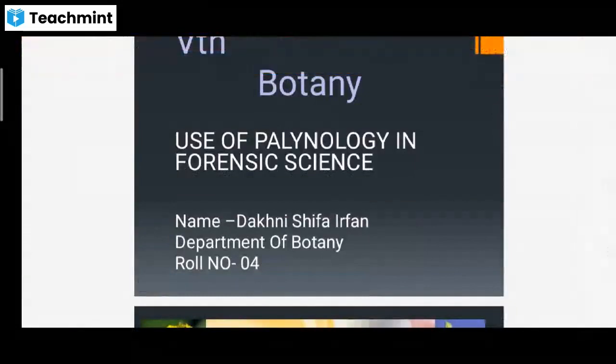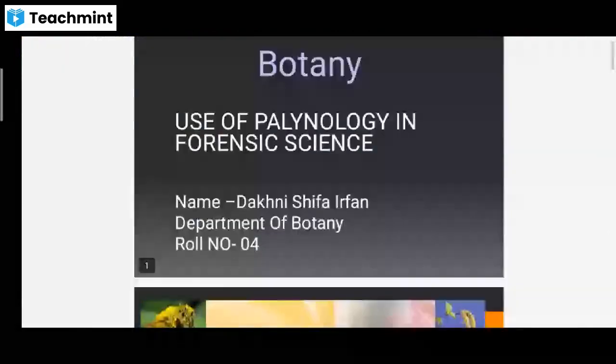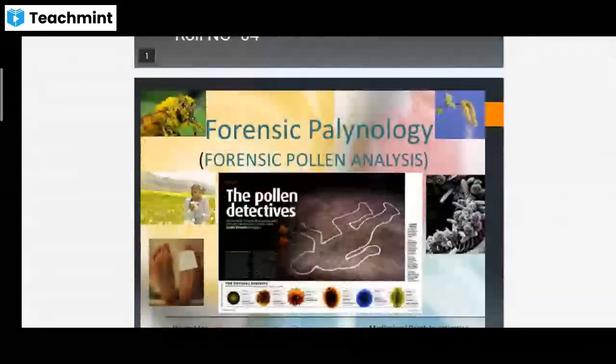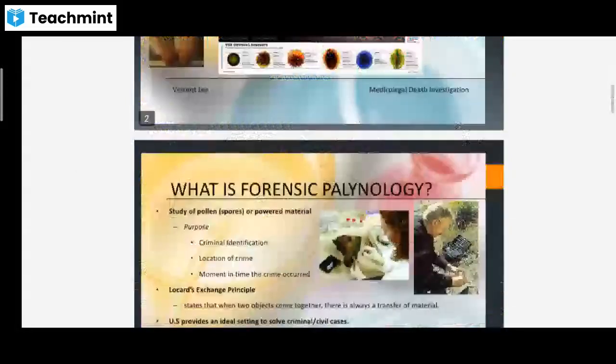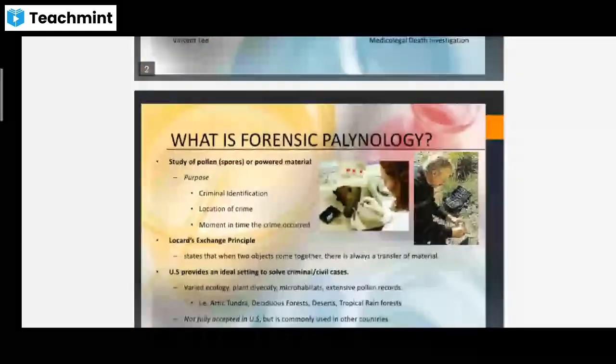Good afternoon, everyone. My name is Zakni Shifarfan. Today I am here to talk about use of palynology in forensic science. Forensic palynology is the use of pollen and spore evidence in legal cases. It studies palynomorphs trapped in material associated with criminal or civil investigation. Forensic palynologists find a match between the pollen in a known geographical region with the pollen in a forensic sample. Next is what is forensic palynology?